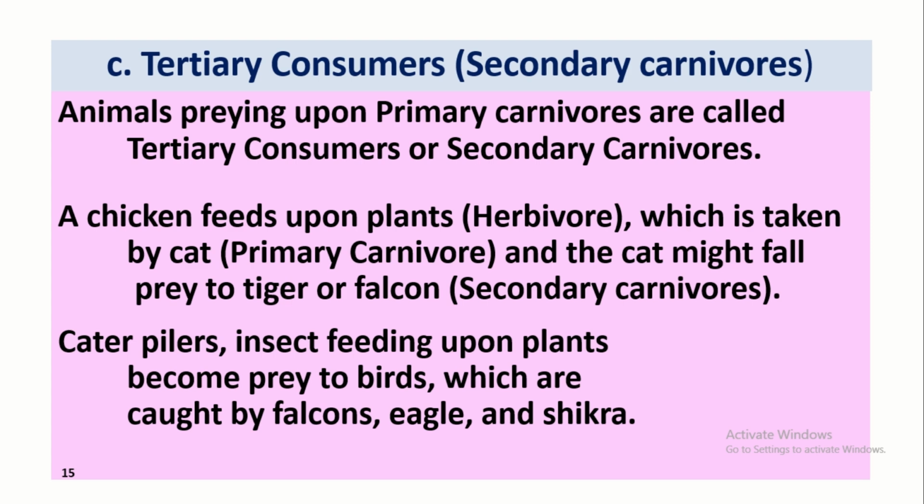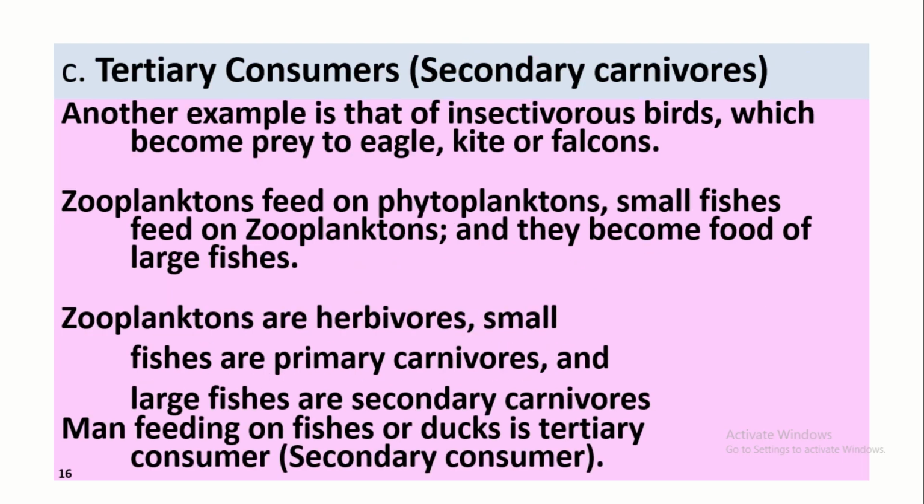Caterpillars, insect feeding upon plants, become prey to birds. Birds might be caught by falcons, eagle, or shikra, etc. So this is the chain which has been formed. Tertiary consumer, another example, let me give you another example, is that of insectivorous birds, which become prey to eagle or kites. Zooplanktons are animals, aquatic animals.